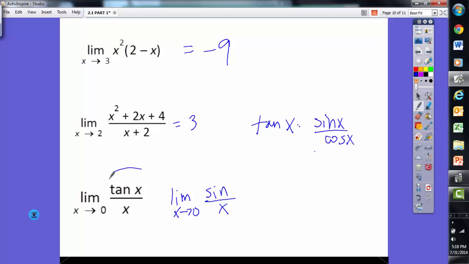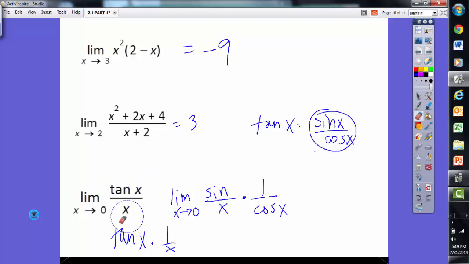So this part looks like this. And then if you think about it as the tangent of x times 1 over x, these two things are the same. Tangent of x over x is the same as tangent of x times 1 over x. That means I can do sine of x over x times 1 over cosine of x. These expressions are exactly the same. This is why you have to be good at algebra to be able to do calculus, because you have to understand that this is the same as this.